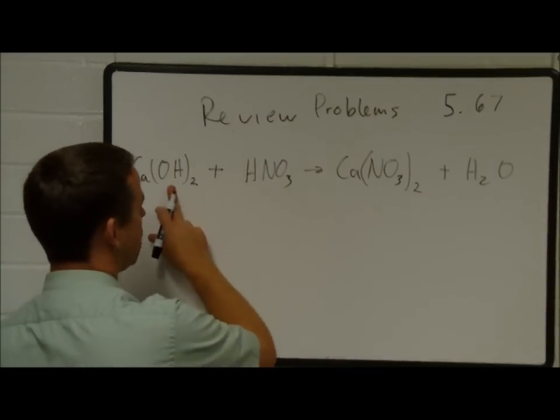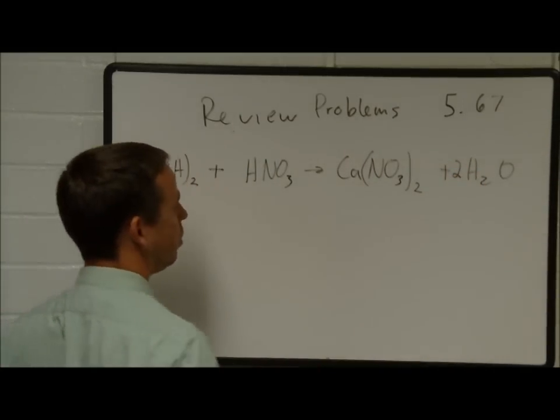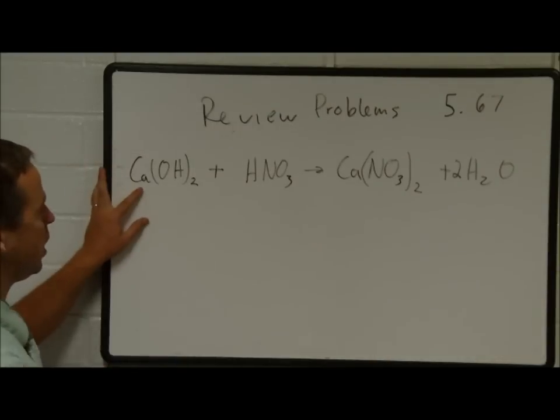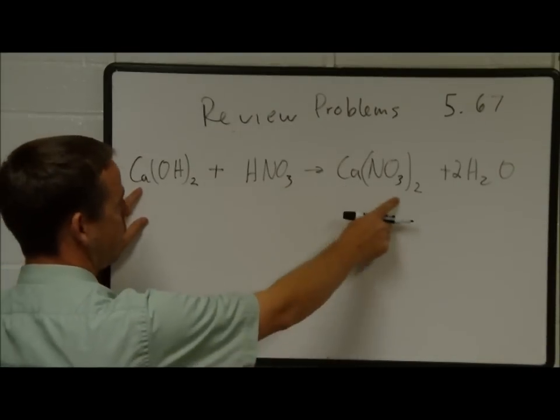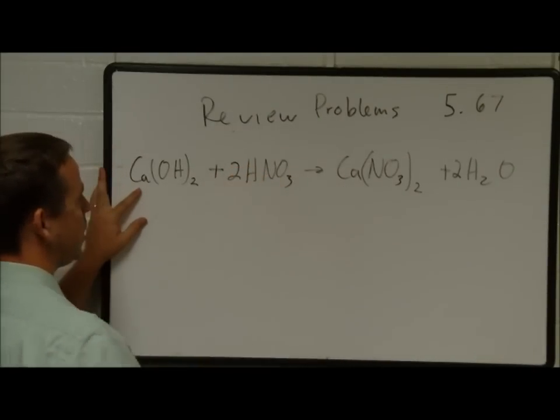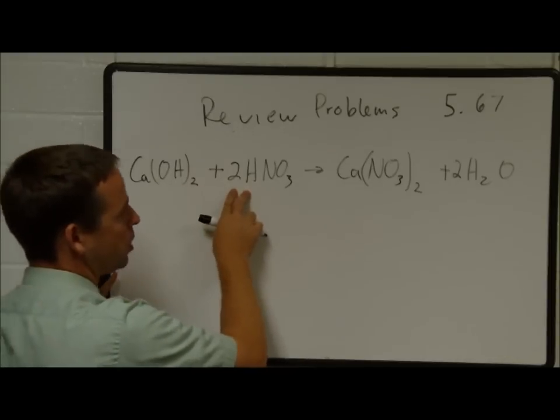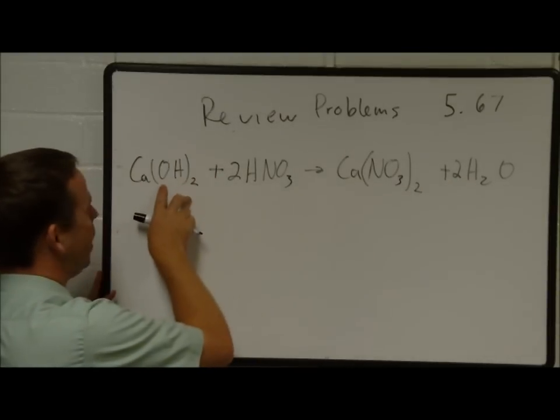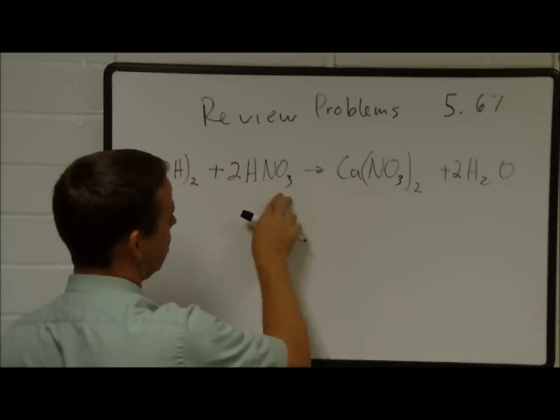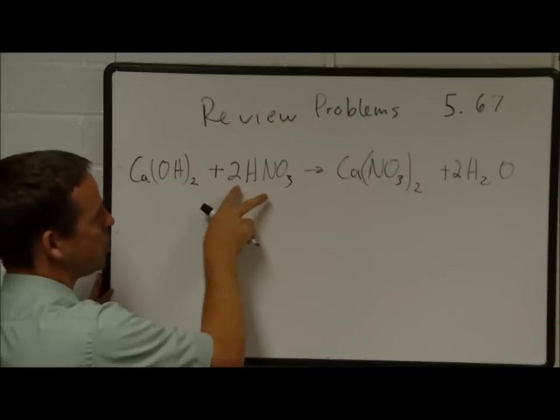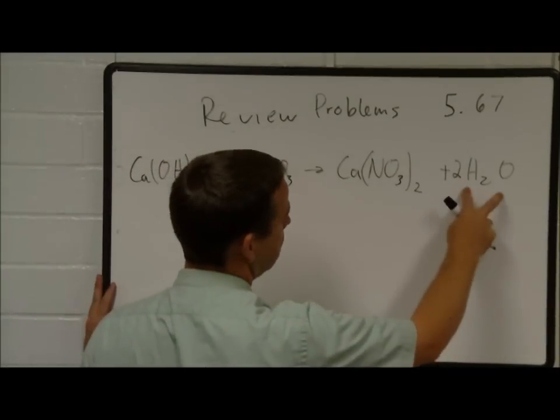We see that we need 2 hydroxide ions. We're going to need 2 water molecules over there. 1 calcium, 1 calcium, 1 nitrate, 2 nitrates. We need 2 of these. So we can look at the hydrogens, 2 here, 2 there. That's 4 altogether, 4 there altogether. Oxygens, 2 oxygens, 6 oxygens. So that's 8 oxygens on the left, 8 oxygens on the right.